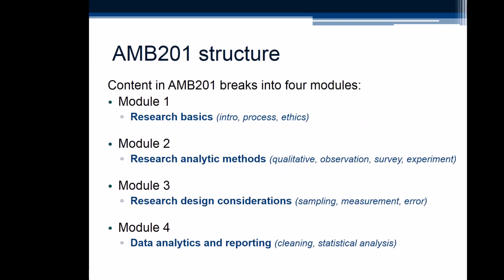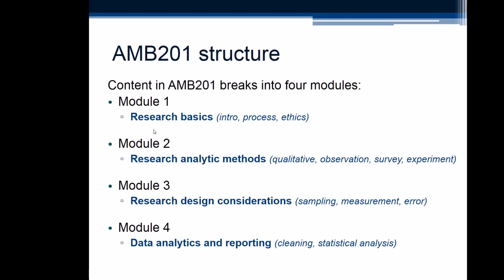All right, so how does AMB 201 run in terms of its general structure? It breaks up into 4 overall modules, and they're listed here on the screen. The first 2 modules will run in the first 6 weeks of semester, and the second 2 modules will run in the second portion of semester, in the final 6 weeks of semester. Module 1 relates to research basics, so this is the one that we've commenced right now.